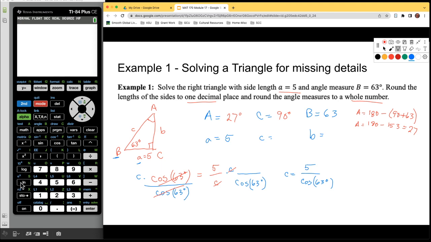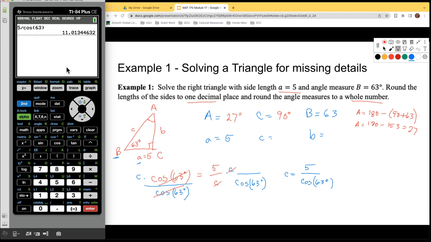Then we come over to our calculator and put that in. 5 divided by cosine. Notice how it gives us the parentheses. We already checked that we are in degree mode, which is important, otherwise we won't get the right answer. We get 11.01, and they want it to one decimal place, so we can write 11.0. And notice it's bigger than 5, so that's good. If we got a number smaller than 5, we'd say, wait, there's a problem there.